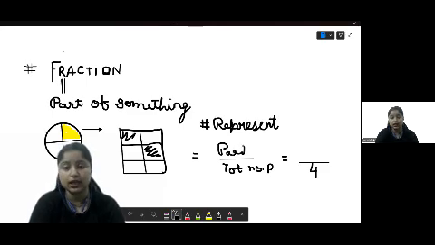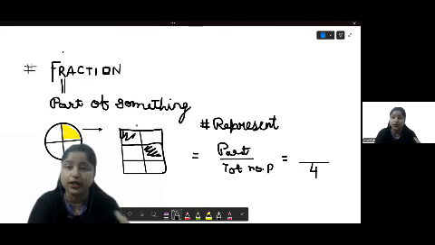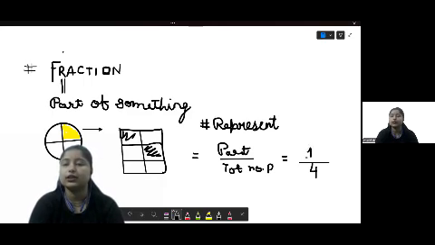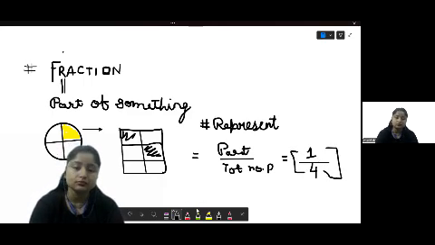Now, let's say, as I've told you, that we are talking about the shaded portion of that pizza. So, how many parts is it? It's 1 part. We can just write it as 1 over 4. That's how you represent a fraction. That's how you write a fraction.